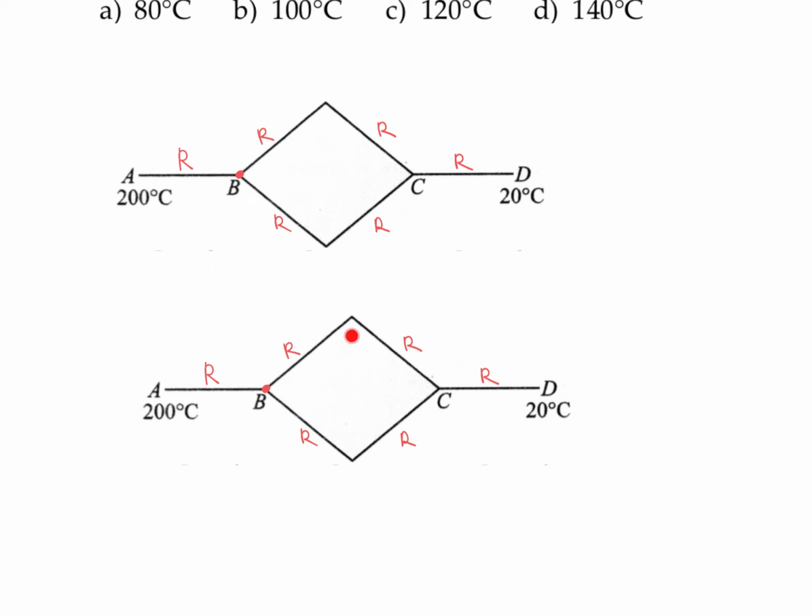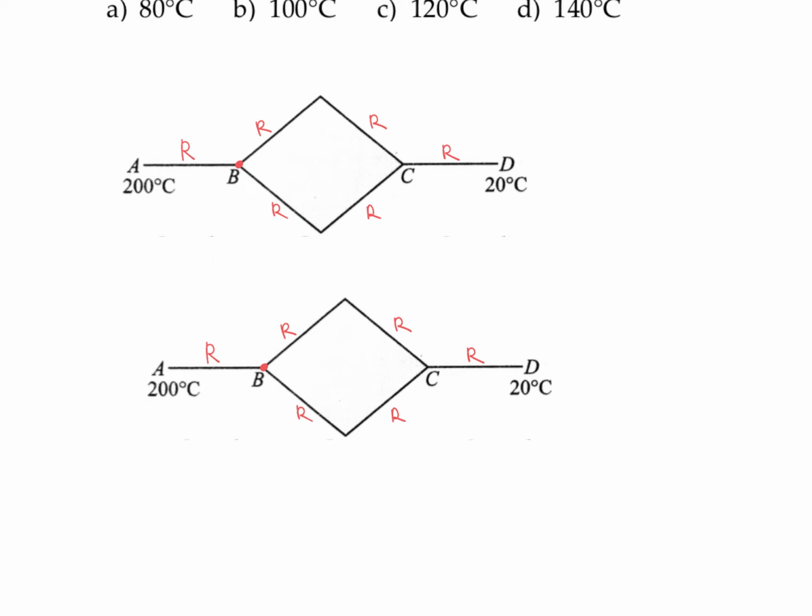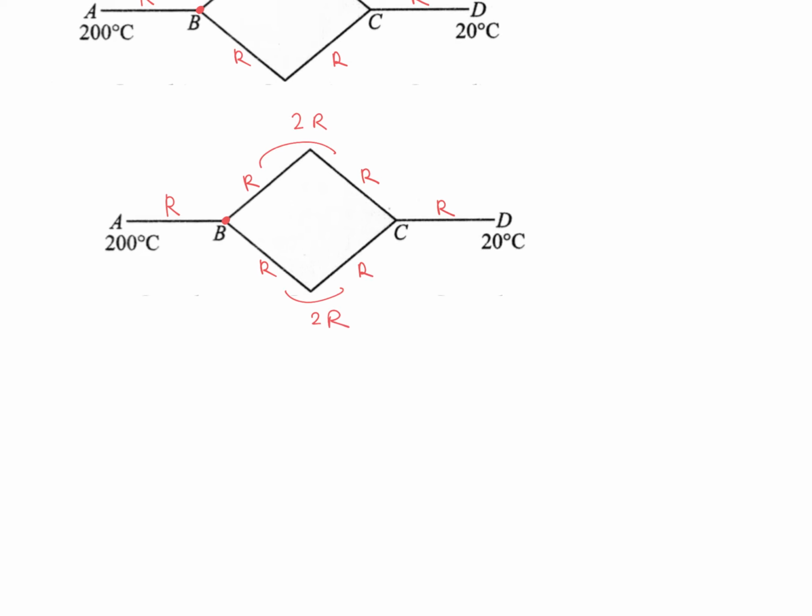You can observe that these two resistors are in series and these two are in series. While combining these two resistances, we can take it as a single resistor of resistance, let's say, 2R. And while combining these two, we can take it as a single resistor of resistance 2R. Now we can observe that these two resistors are connected in parallel, 2R and 2R in parallel. That means the equivalent resistance is going to be nothing but R.